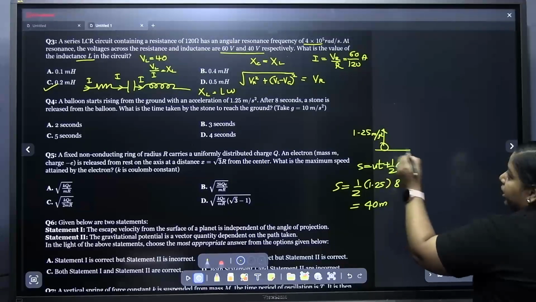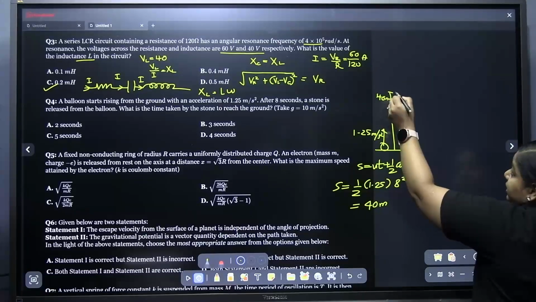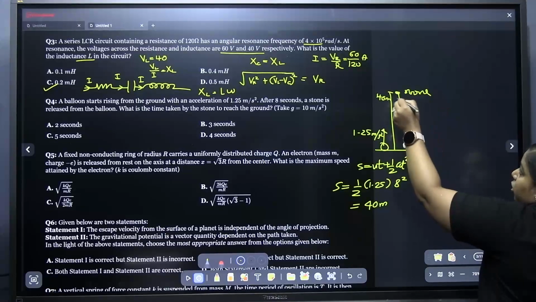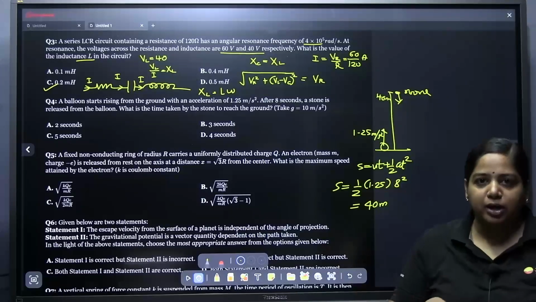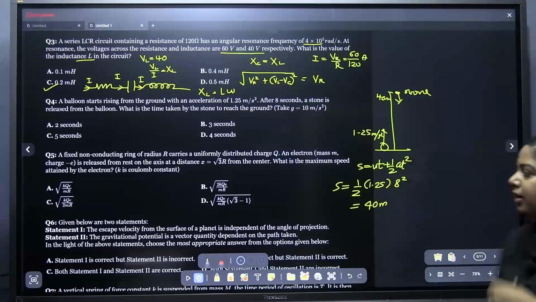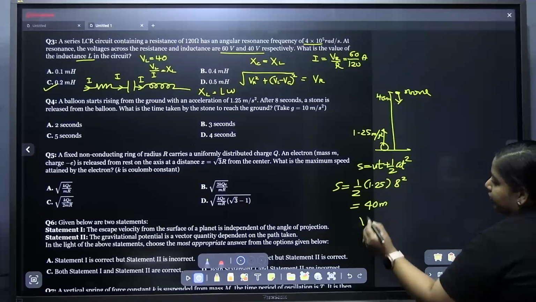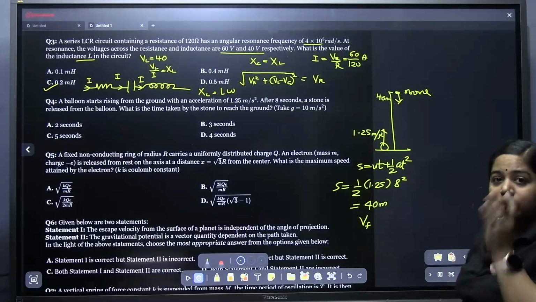So from the ground it reached 40 meters. From here, the stone is dropped. Okay, the stone is dropped from here, but the stone has an initial velocity, right? Because it was moving up. So to find the initial velocity of the stone, we have to find the final velocity of the balloon at 8 seconds.